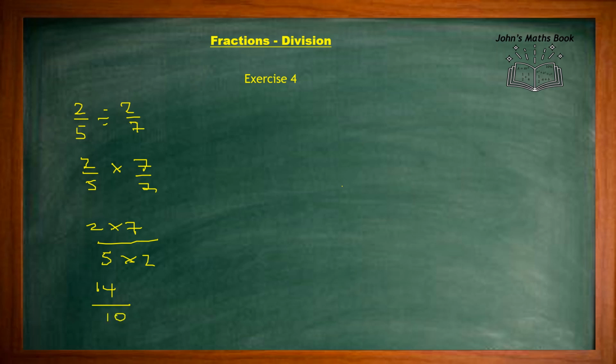If we divide 10 into 14, it goes once, so we get 1 with 4 remainder. So we have 4/10 as the remainder, and that can be simplified even further. If we divide top and bottom of the fractional part by 2, we get 2/5. So the answer is 1 2/5. That concludes this video for dividing fractions.